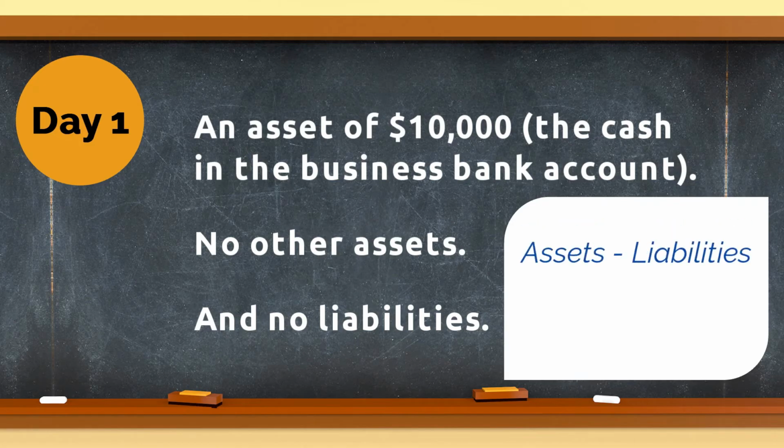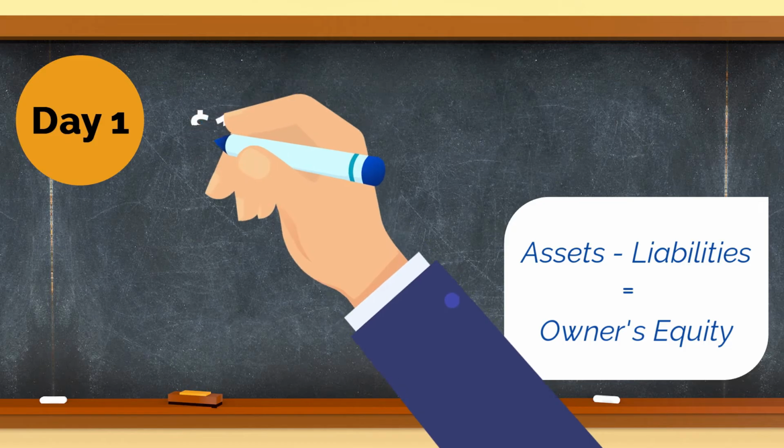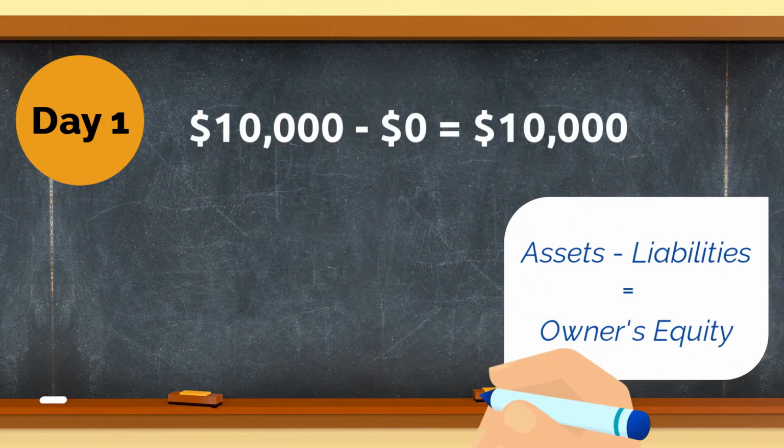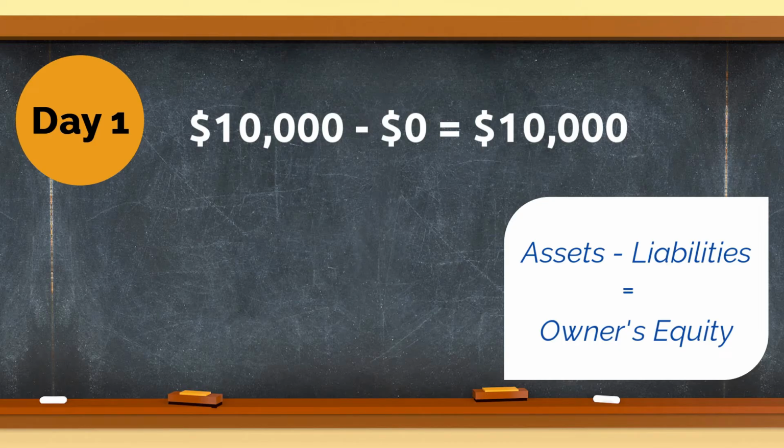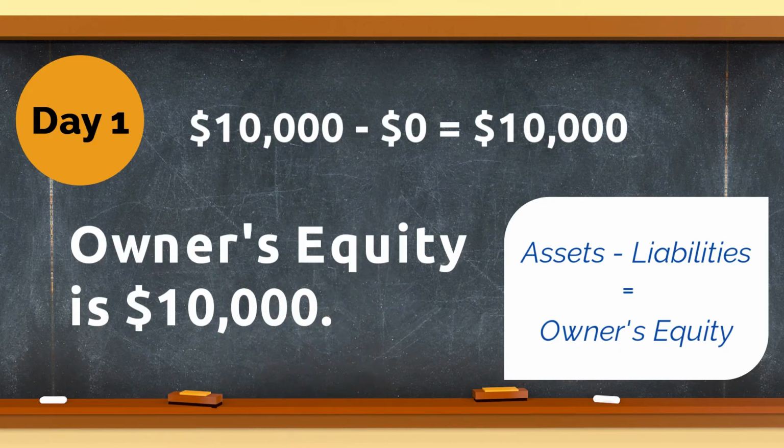Using our formula of assets minus liabilities equals owner's equity, we get $10,000 minus $0 equals $10,000. So, on day one, your owner's equity is exactly $10,000.